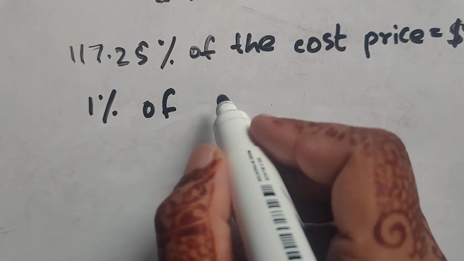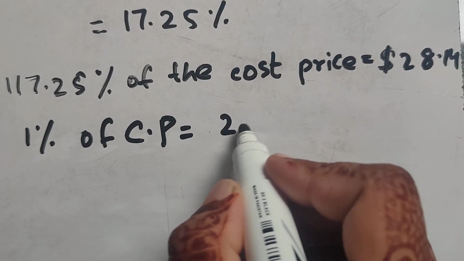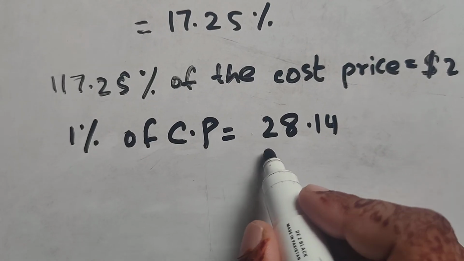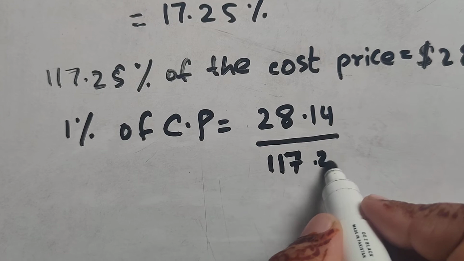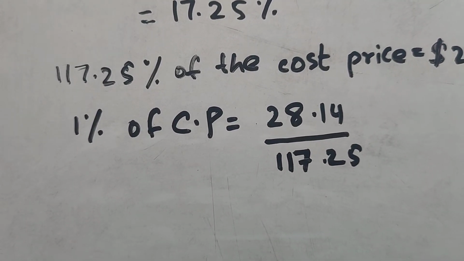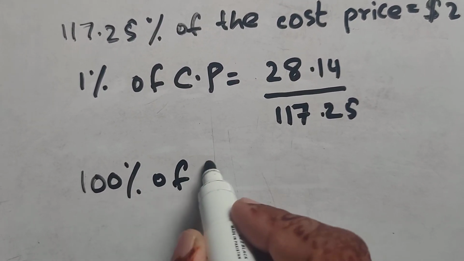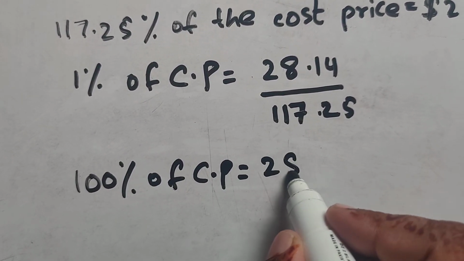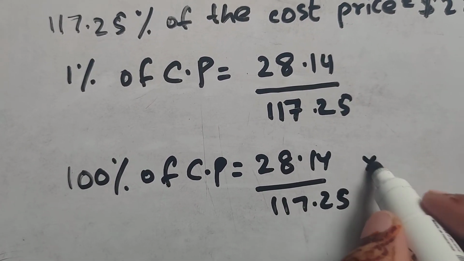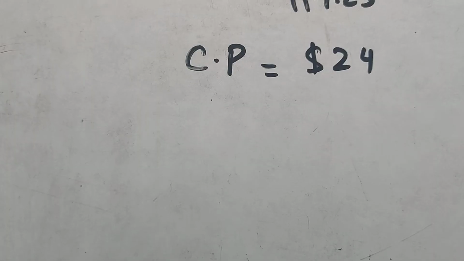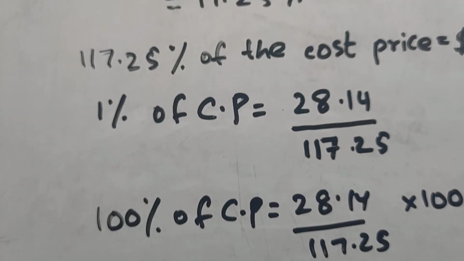1% of cost price will be 28.14 upon 117.25, and similarly 100% of cost price equals 28.14 upon 117.25 into 100. So the cost price is $24. So you see, students, how easy it was.